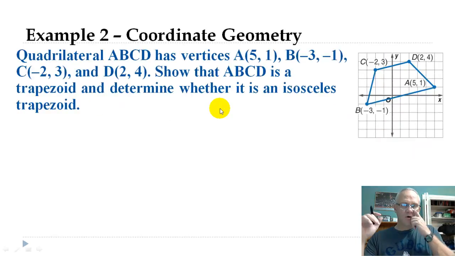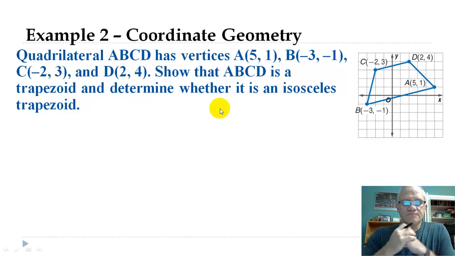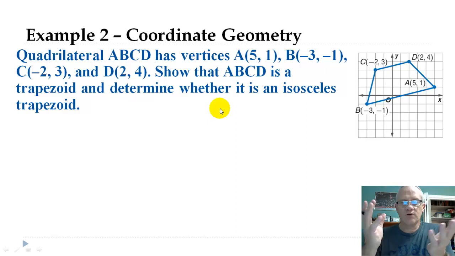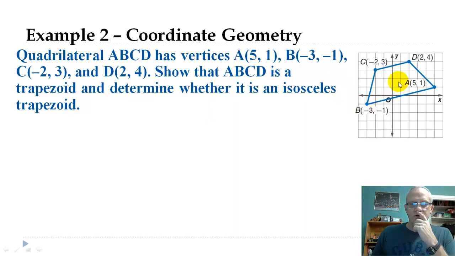Coordinate geometry. Oh, okay, your favorite. All right, what we're going to try to do here in this coordinate geometry is we know we have a quadrilateral. It's graphed for us over here already. We have vertex 5, 1 is A, negative 3, negative 1 is B, negative 2, 3 is C, and 2, 4 is D. We have to show that it's a trapezoid, number one, and then if it is, is it isosceles?